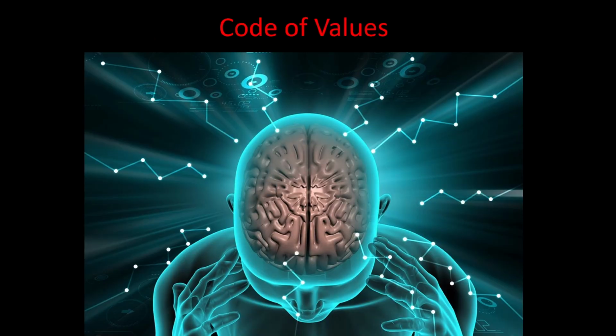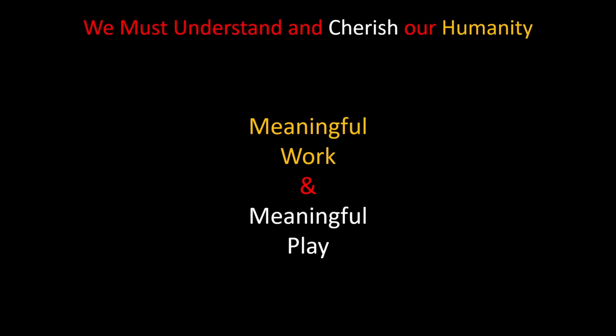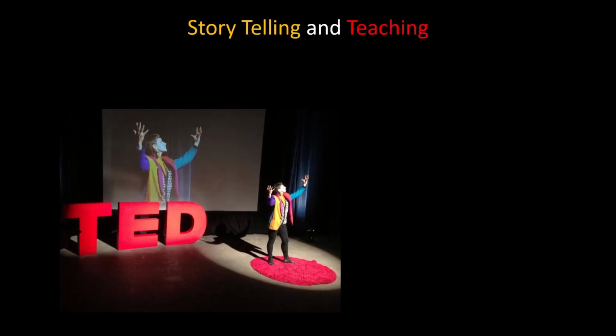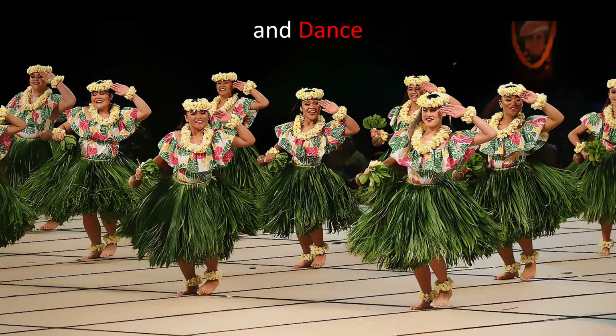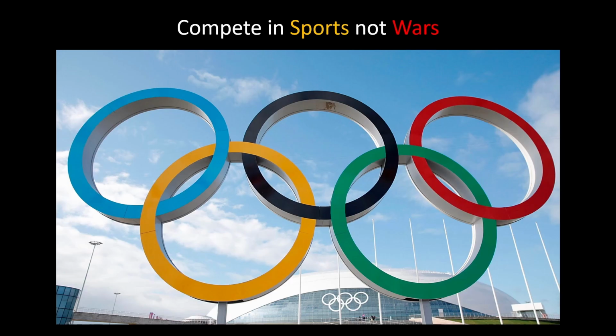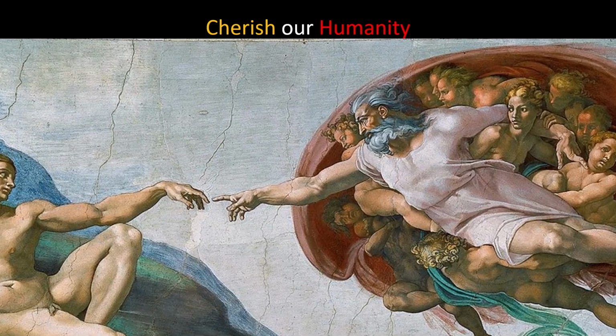So what we need going ahead is a code of values. I don't think there's any question. To get this code of values, we have to cherish our humanity. We have to have meaningful work and meaningful play. We're storytellers, we're teachers, we're about music and dance. We need to compete in sports, not in war. We have to cherish our humanity. This is the most important thing.